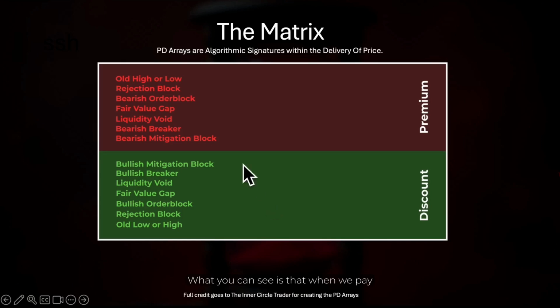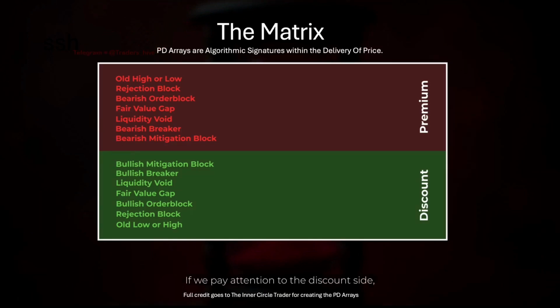When we pay attention to the premium side first, it begins with an old high or low. Then we see the rejection block form, then the bearish order block, then the fair value gap, then a liquidity void. We'll get to the liquidity void in a bit, because in my opinion, you do not need to pay attention to it. Next to that, you can see a bearish breaker form, and next to that, a bearish mitigation block.